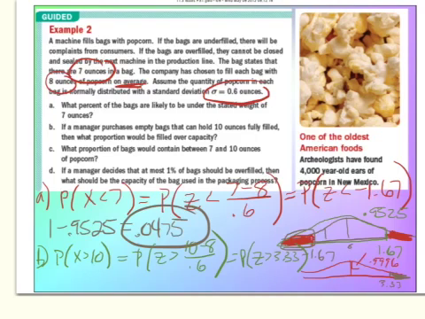0.9996. Now on a test or on the final, I will give you something that is reasonable and you can calculate. To get the answer now, just do 1 minus that, and you're going to get that the probability is 0.0004. That is, there's a 0.04% chance that these bags will be overfilled if the bags can hold 10 ounces of popcorn.